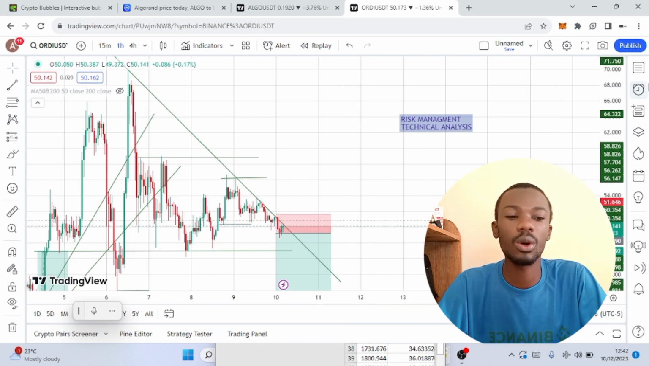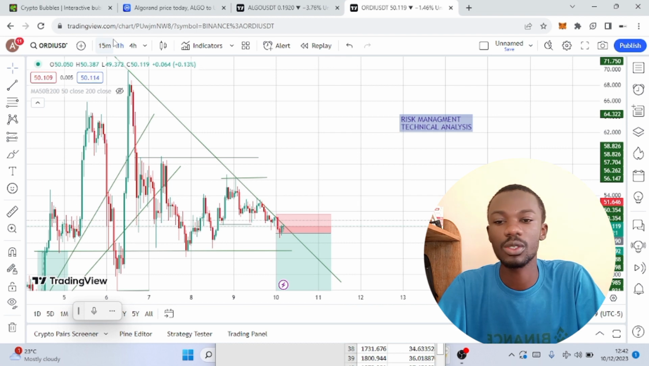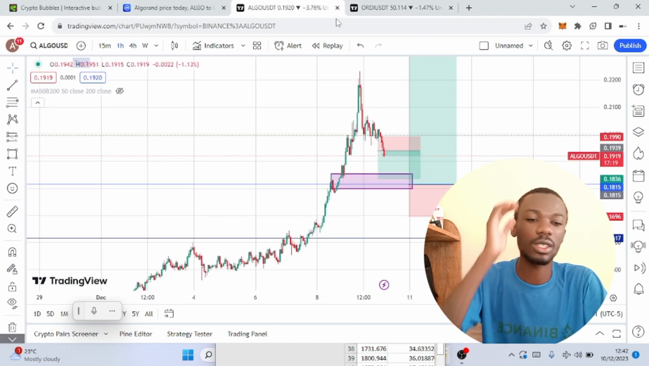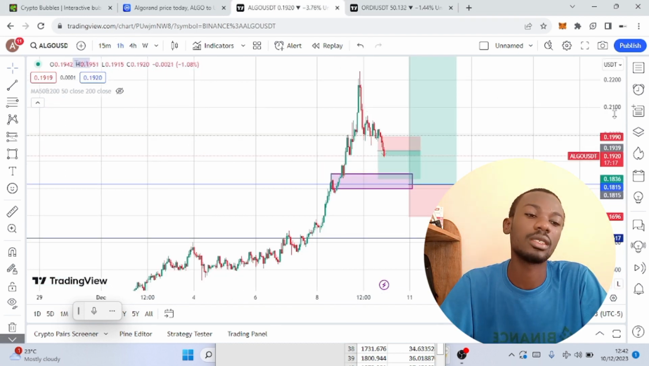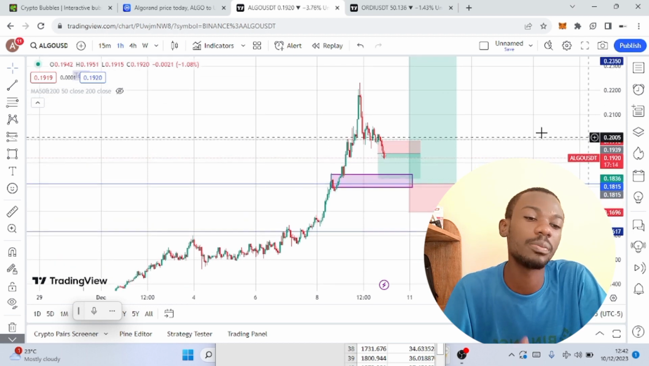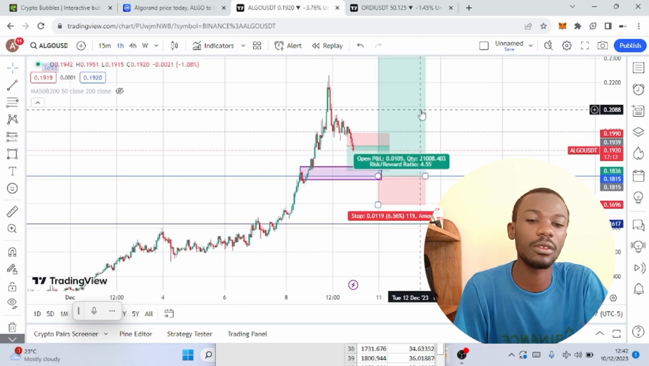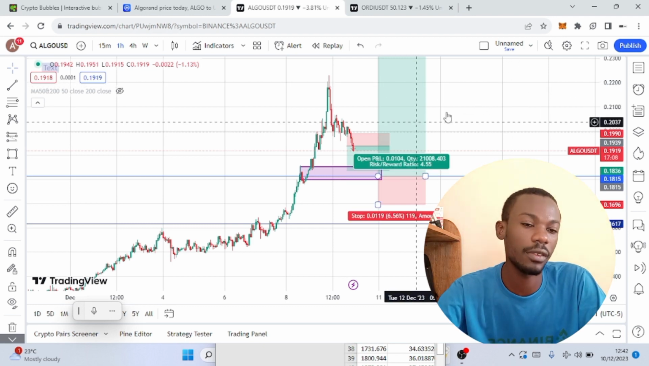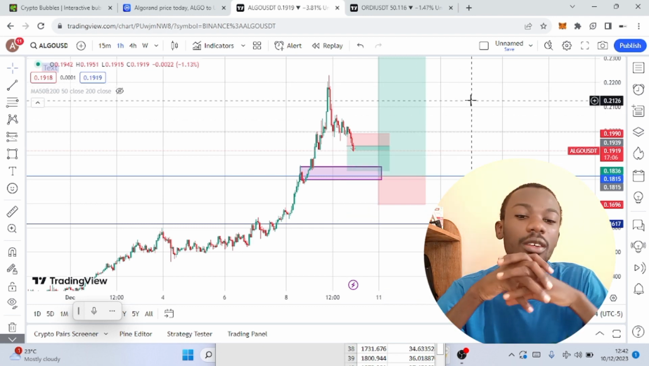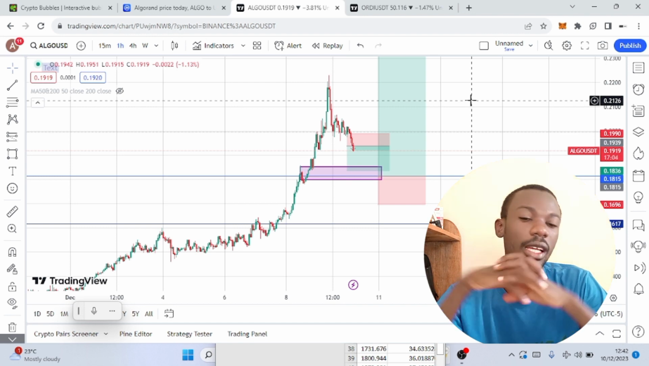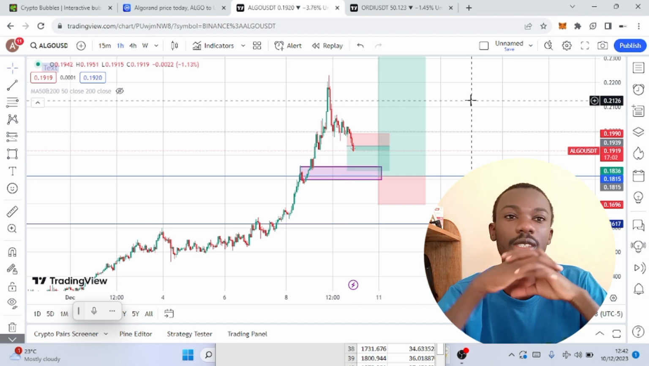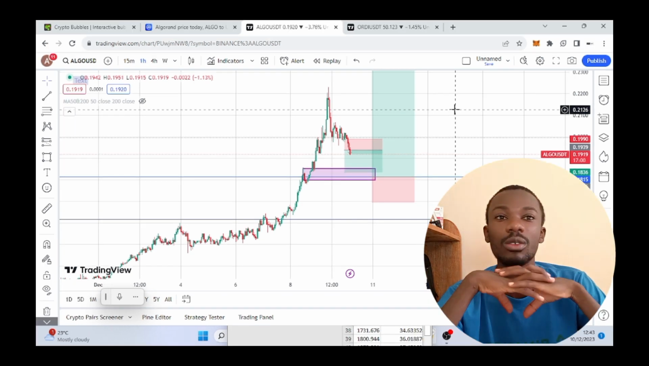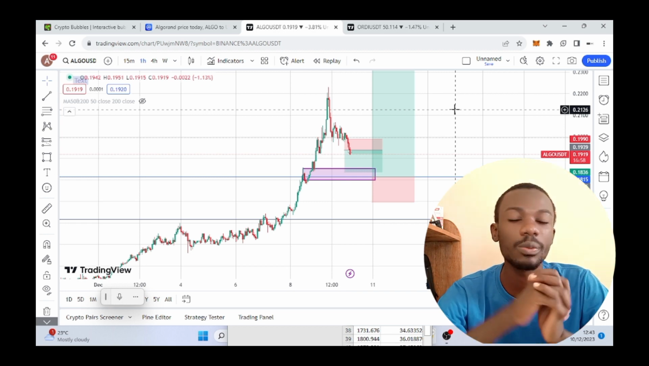Now, what I mean by risk management strategy is that it depends on the type of account that I have. Let's say I have an account of $10,000, then on that account I'm going to be risking 1%. And if I have an account of $1,000, I'm risking 1 to 2%.